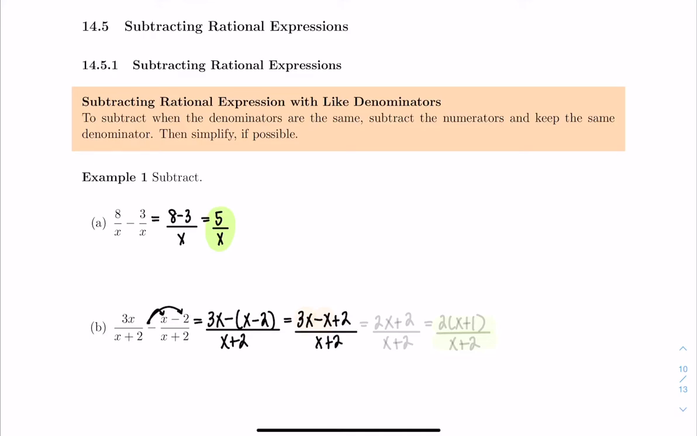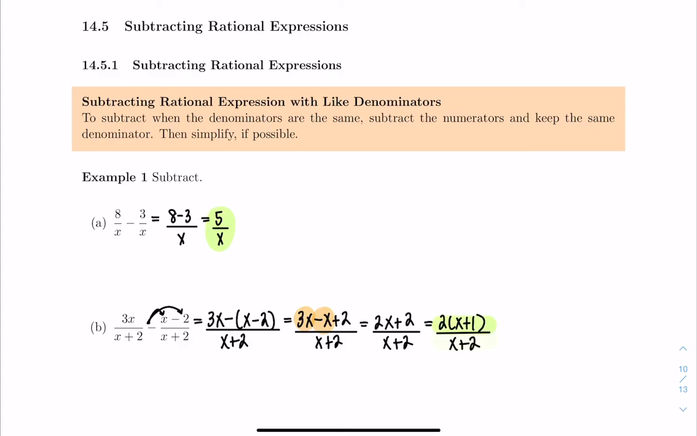And we can combine like terms. We have 3x and negative x. And that will give me 2x plus 2 all over x plus 2. And the only thing we can do is take a common factor of 2 out, and we get 2 times x plus 1 over x plus 2. And that's your final answer.